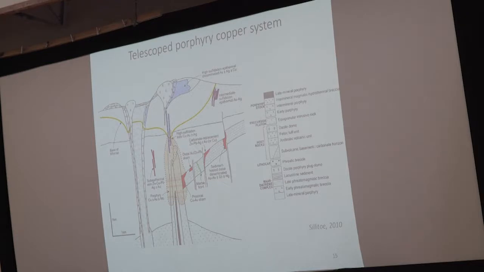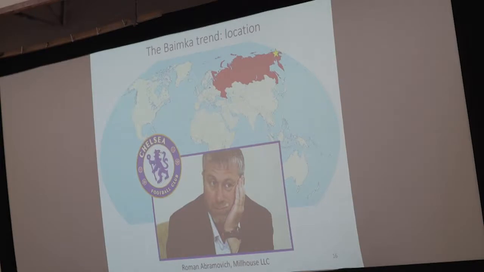Depending on the formation conditions and erosion level, the system may host various types of mineralization: porphyry deposits centered on the intrusion, skarn, carbonate replacement deposits, and subepithermal deposits in peripheral locations, and superjacent high and intermediate sulfidation deposits above. The Baimka trend, the object of this case study, is located at the very end of the world in the Chukchi Peninsula. And this region is famous not only due to its ex-governor Roman Abramovich, but for the largest porphyry copper resources in Russia as well.